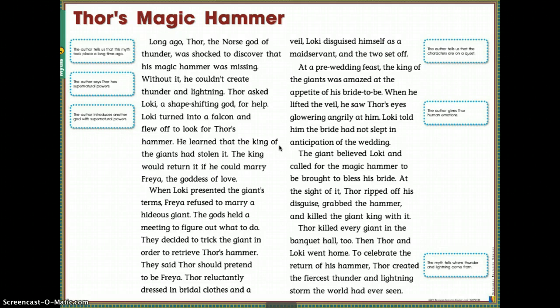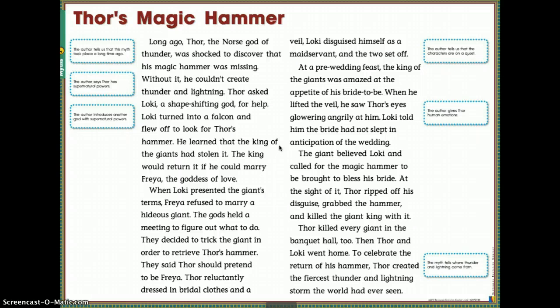The gods held a meeting to figure out what to do. They decided to trick the giant in order to retrieve Thor's hammer. They said Thor would pretend to be Freya. Thor reluctantly dressed in bridal clothes and a veil. Loki disguised himself as a maidservant, and the two set off. At a pre-wedding feast, the king of the giants was amazed at the appetite of his bride-to-be. When he lifted the veil, he saw Thor's eyes glowering angrily at him. Loki told him the bride had not slept in anticipation of the wedding. The giant believed Loki and called for the magic hammer to be brought to bless his bride.